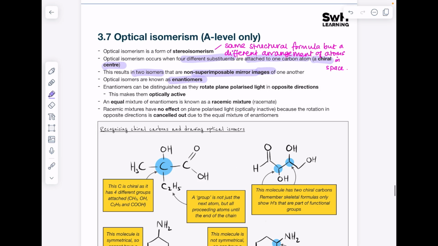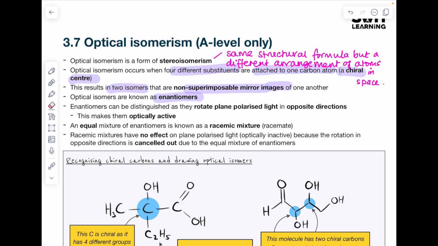So how do we distinguish enantiomers from each other? A very key difference is that they rotate plane polarized light in opposite directions, which makes them optically active. An equal mixture of enantiomers is known as a racemic mixture, a racemate. Racemic mixtures have no effect on plane polarized light. We call them optically inactive, and that's because the rotation in opposite directions caused by each enantiomer is cancelled out due to the equal mixture of enantiomers.